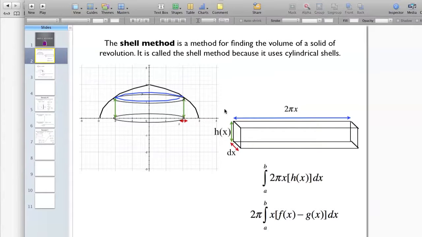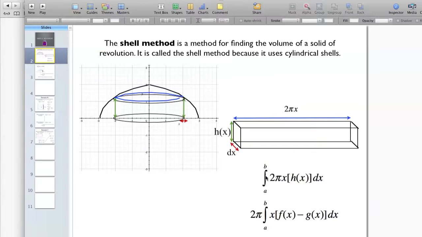So the length of the rectangular prism would be the circumference of the cylinder, which is 2 pi r, and we'll note that as 2 pi x. And the height of the cylinder will be the function essentially, which we'll denote for now as h of x. And the width, this infinitesimally small width, will be denoted as dx, the change in x. So essentially what we're doing here is finding a bunch of these rectangular prisms and their volumes and adding them all up, and we should get the total volume, correct?